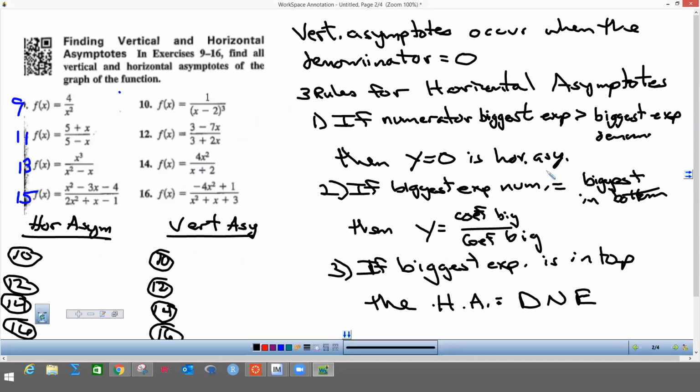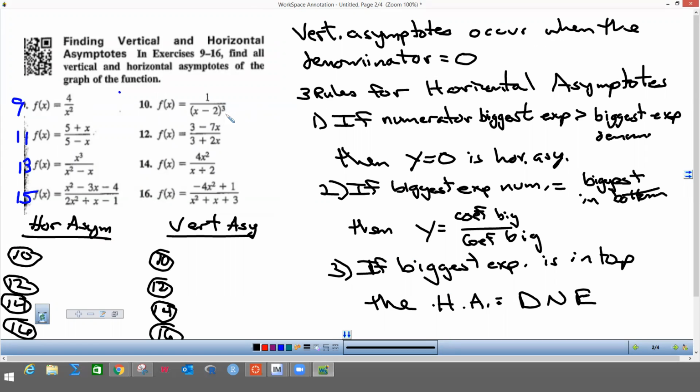So you're going to want to copy down all of this stuff I have over here on the right into your notes, because this is the shortcut on how to find all these answers. And I'm going to do these 4 odd and your homework are these 4 even and your homework's those 4 odd. So vertical asymptotes occur when the denominator is 0.